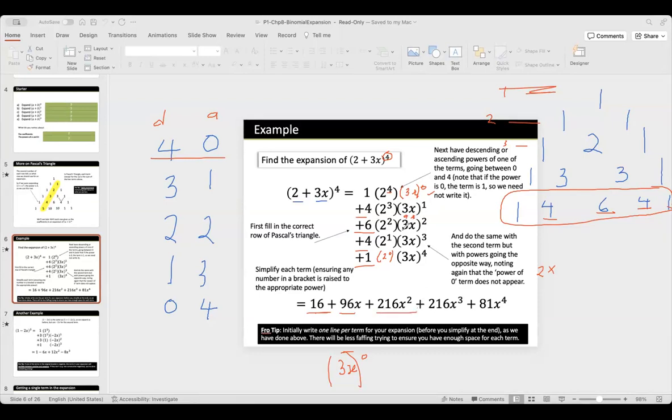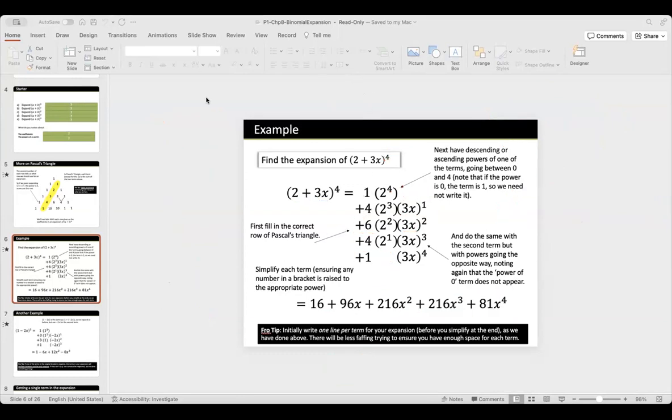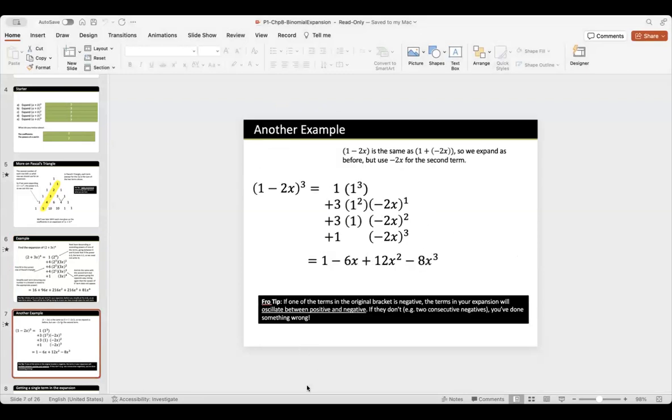Don't forget, when you are squaring the 3x, you must square them separately. 3 squared is 9. x squared is just x squared. So it continues like this, and that's the expansion for that. You can also do negative ones too. So let me show you the negative one. Negative is just the same process. You're going to have the recording so you can have access to everything.